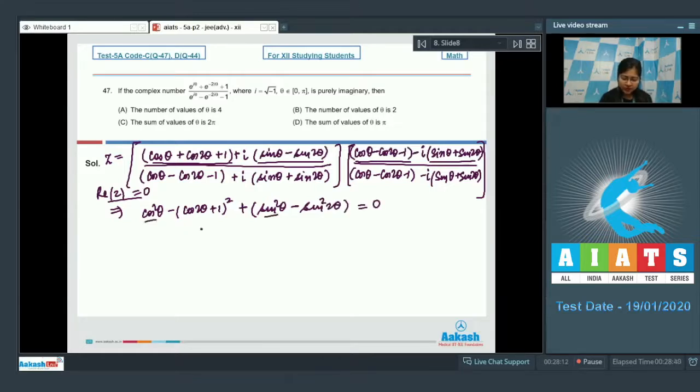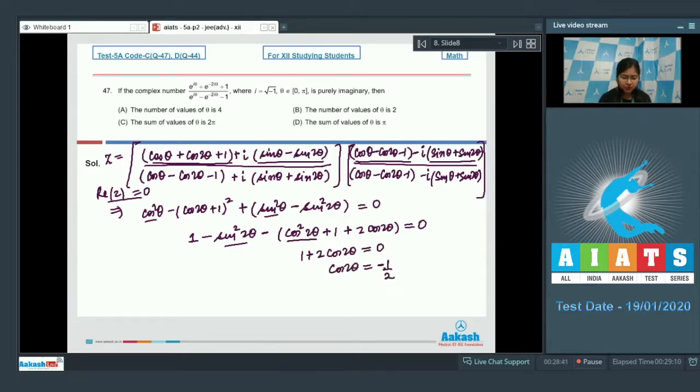So this plus this is 1 minus sine square 2 theta minus, it is cos square 2 theta plus 1 plus 2 cos 2 theta is equal to 0. This plus this is also 1. So this is cancelled with 1. So we are left with 1 plus 2 cos 2 theta is equal to 0. That is cos 2 theta is minus 1 by 2.